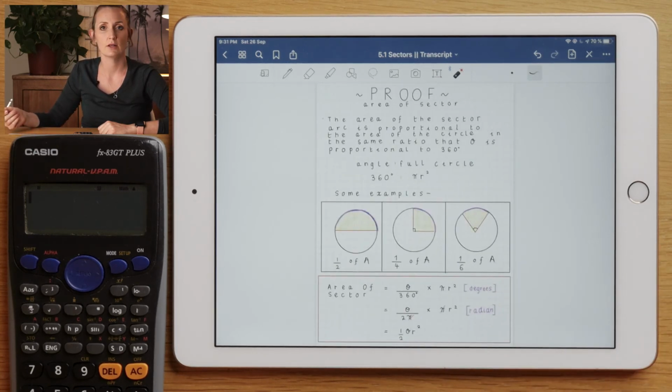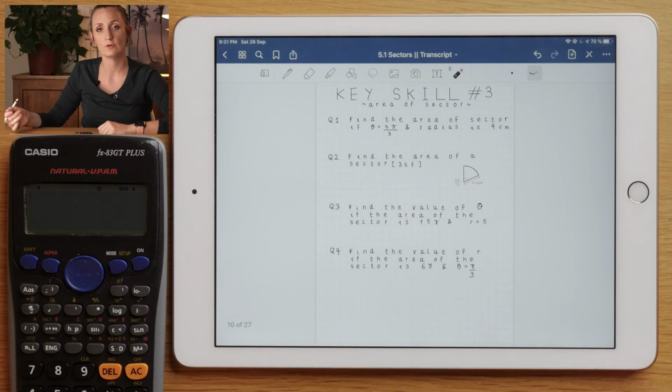In the next video, we're going to be looking at how we can use this formula in questions.